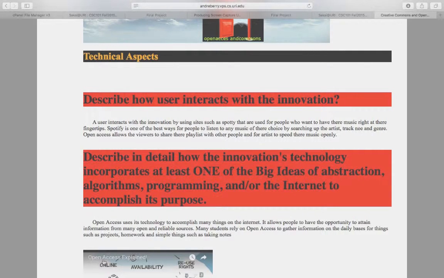I'm new on Spotify, so I'm just discovering it, and I've come to the conclusion that it's really a great source of music. Basically, a user interacts with innovation by using sites such as Spotify that are used for people who want to have their music right there at their fingertips. Spotify is one of the best ways for people to listen to music of their choice by searching the artist, track, and genre. Open access allows viewers to share their playlists with other people and for artists to spread their music openly.